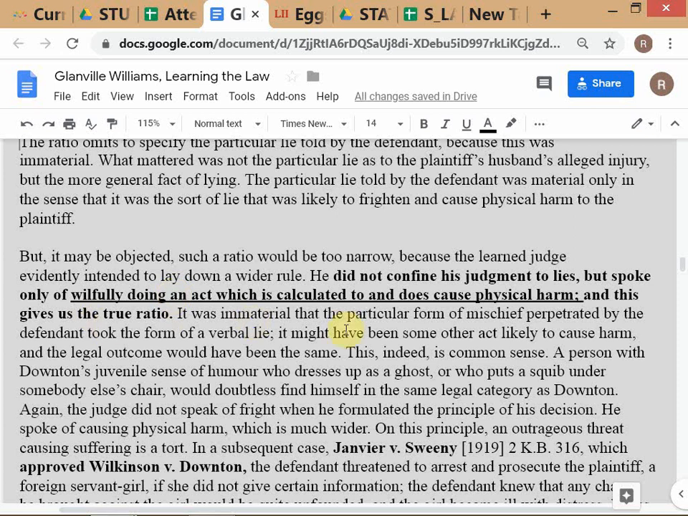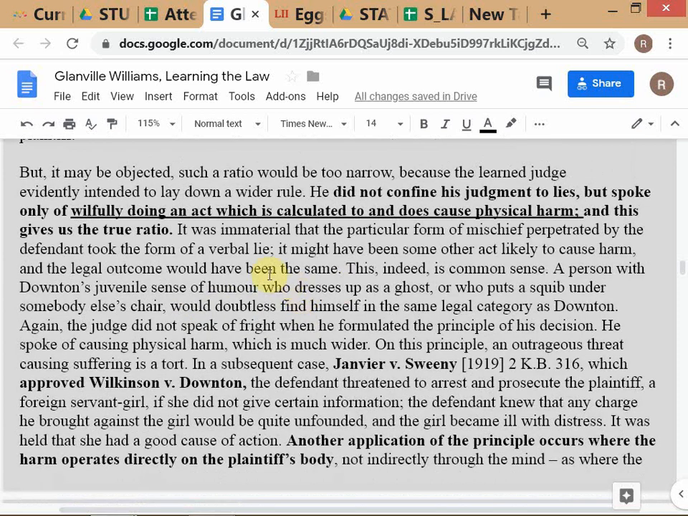All right, so willfully doing an act is more general than saying a lie. So you have already moved a little bit higher than the actual facts of this case. That's what is meant by different levels of abstraction and different levels of generality, essentially.